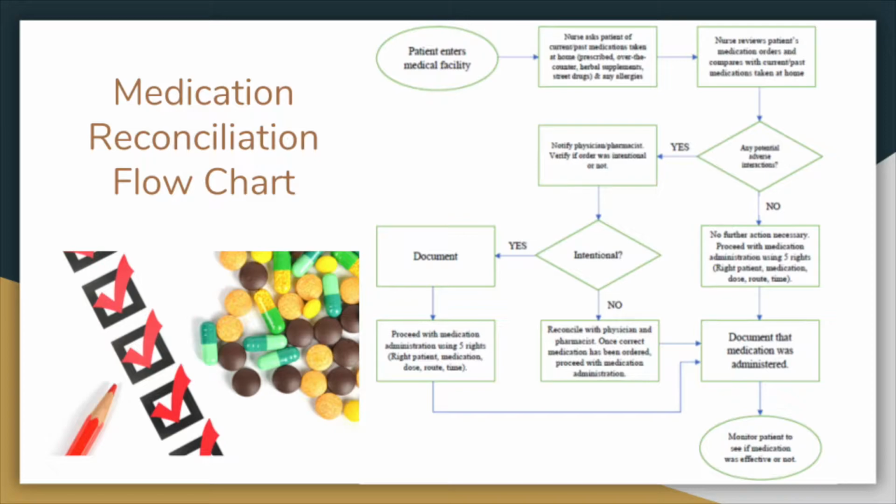If there are no problems found when the nurse reviews medication orders, then no action is necessary and the nurse can proceed with medication administration using the 5 rights, then documenting that. After giving any medication, the nurse would monitor the patient to see if the medication was effective or not. This concludes the analysis of this flowchart.